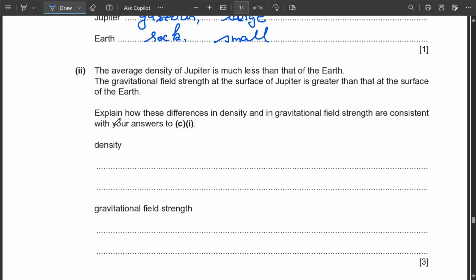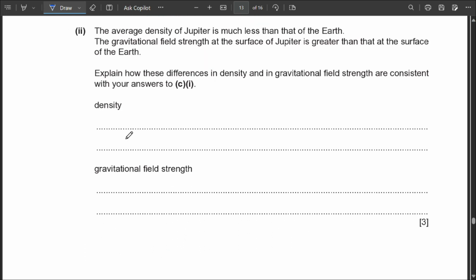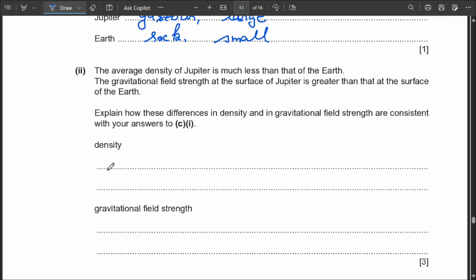Explain how these differences in density and in gravitational field strength are consistent with your answer to C first. See, density. Density is why? Because Jupiter has a lower density.